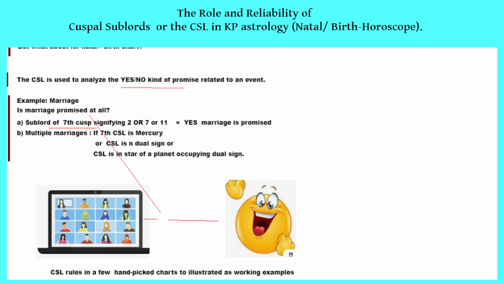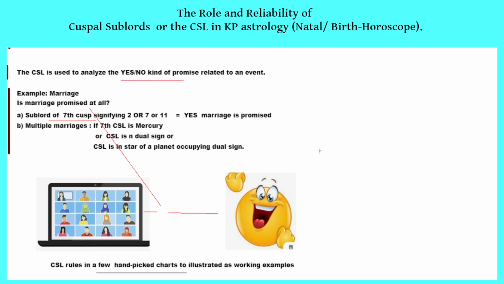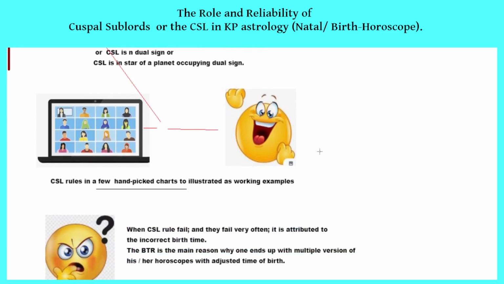But when you start applying these rules, soon you realize that these rules are not necessarily working in all the horoscopes, and you run across many horoscopes where these rules regarding the promise shown by the cuspal sublord just don't work. So usually the culprit is the incorrect birth time. That is what you are told.